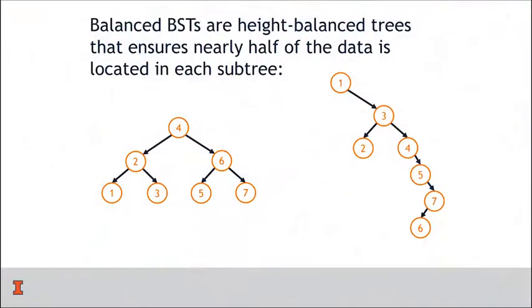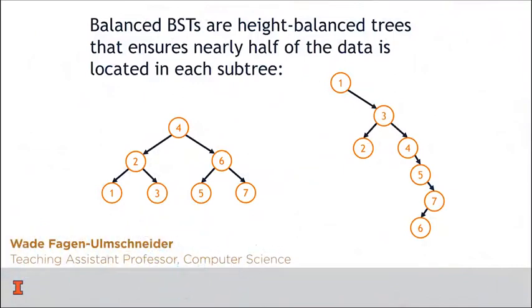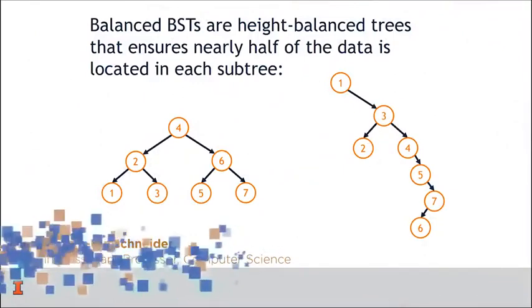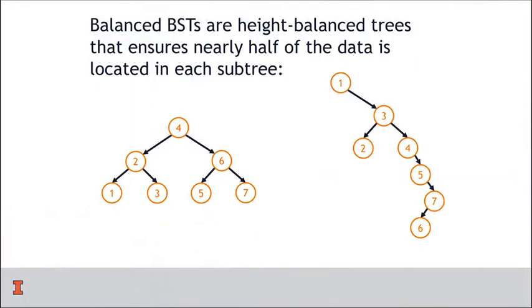In the last video, we talked about the balance factor of a binary tree. Now we're going to talk about balanced binary search trees, which are trees that are height balanced to ensure that nearly half the data exists on the left half of the tree, nearly half the data exists on the right half of the tree.